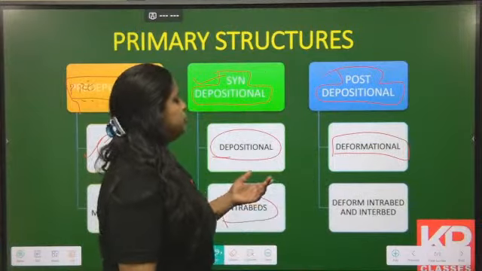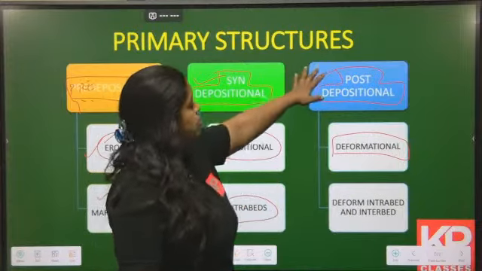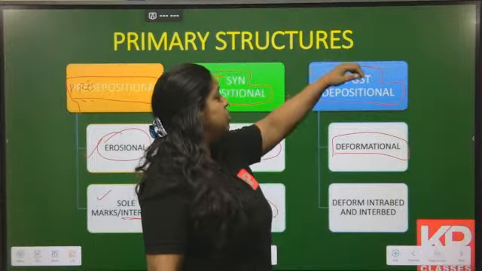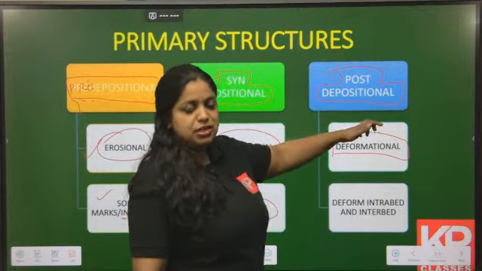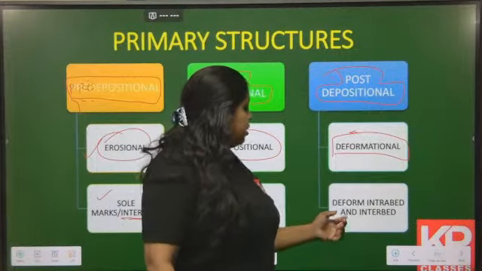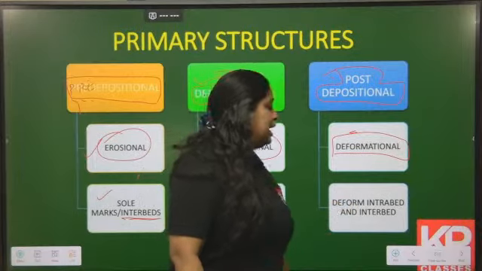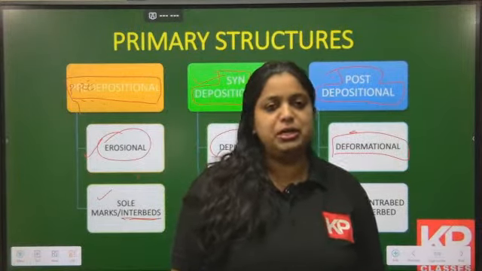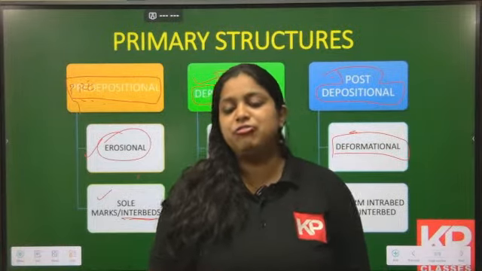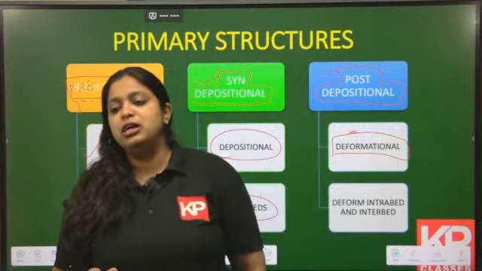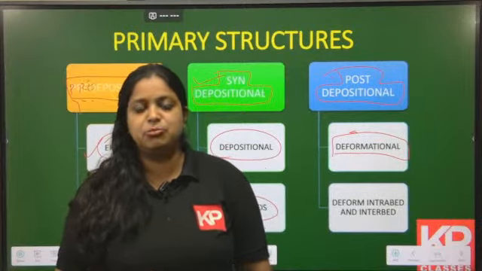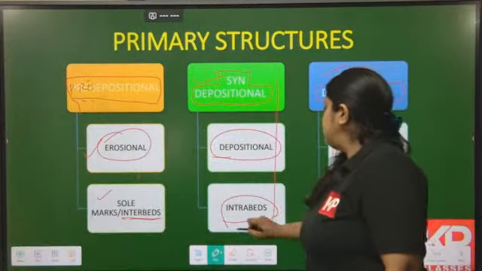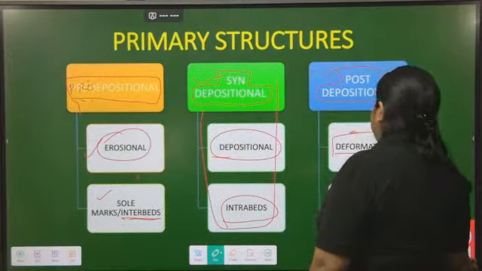Hence those primary structures which are called post-depositional structures or deformational structures are also called deformed intrabed and interbed. They can be either intrabed or interbed. So we call them deformed intrabed or interbed. Okay, that's the terminology that we use. Now let's see the depositional structures, intrabed structures, in detail.